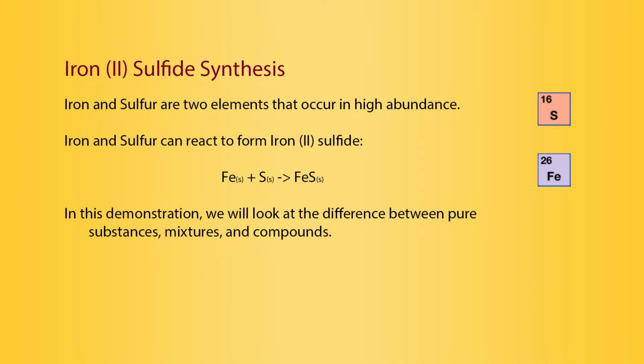Iron and sulfur are two elements that occur in high abundance. Iron and sulfur can react to form iron(II) sulfide by the following reaction. In this demonstration, we will look at the difference between pure substances, mixtures, and compounds.